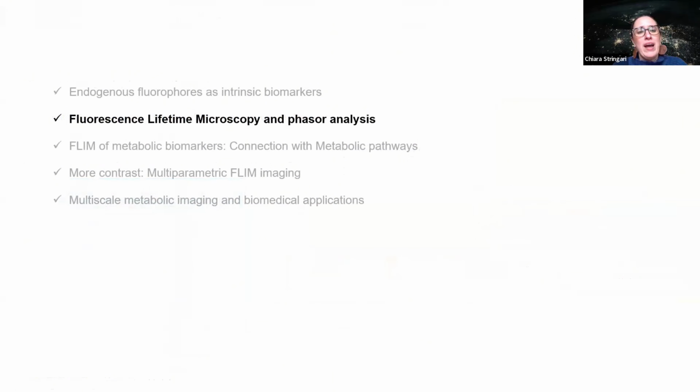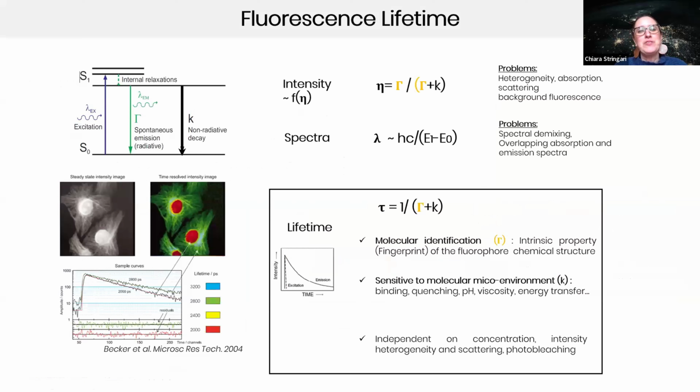But why are we doing FLIM? We are doing FLIM because if you only take intensity into account, you might have a lot of problems and biases, especially in scattering tissues when you go deeper. While lifetime is much more robust because it is independent of the concentration of the fluorophores and is much more robust in terms of heterogeneity and scattering.